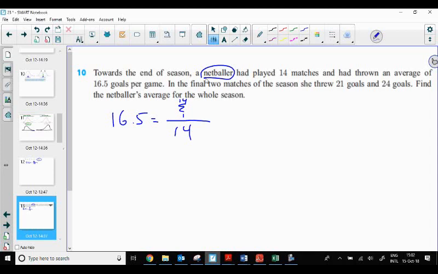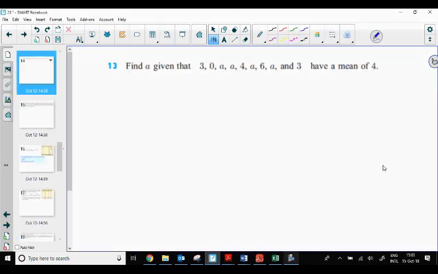So I can deduce from this that in those first 14 games, they've scored a total of 231. This is really important because now we know that in the 15th and 16th games, she is throwing 21 and 24, for a grand total, from 1 to 16, of 276 goals. Then we can calculate their average by doing 276 divided by 16.